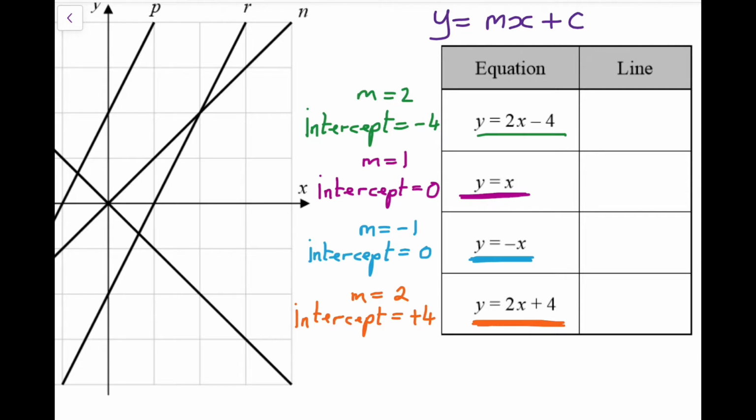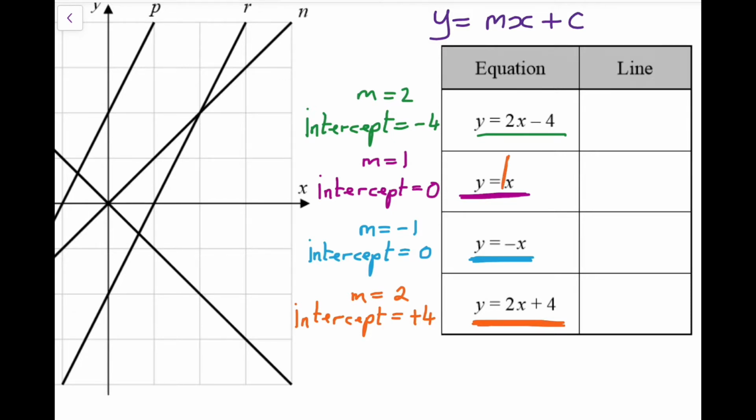So m is just that bit there, isn't it? That's the m. And so we can see the slope is 2, and the intercept is the c part, that bit there. So the slope is 2, m is 2, and the intercept c is -4.